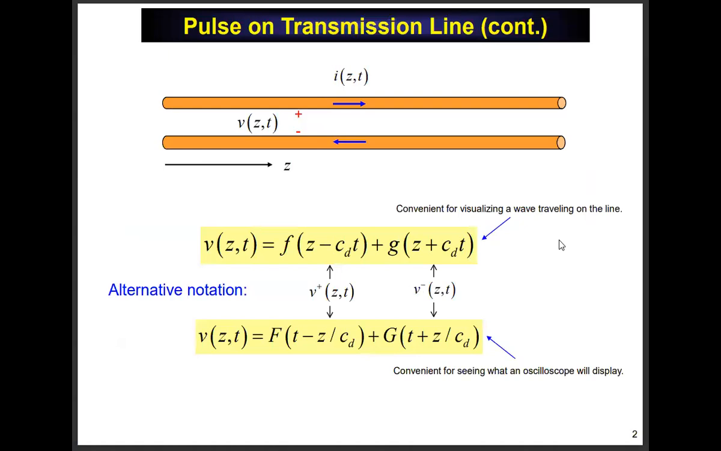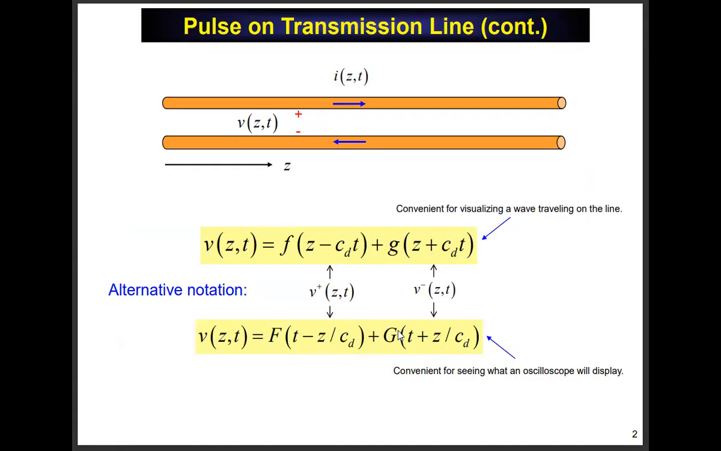Now, the first slide is just a reminder. You can write the waves like this, or you can write the waves like this. Remember, the plus means the wave going in the positive Z direction, so I'll sometimes use this notation. And the minus means I'm talking about the wave going back in the negative Z direction. So it's the g wave, which could be written like this, or the alternative notation could be written like this.